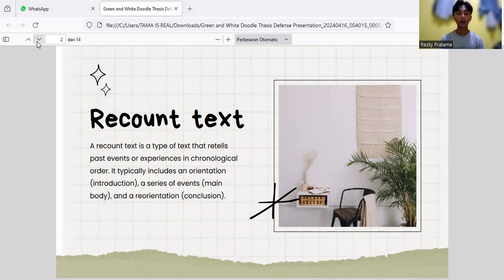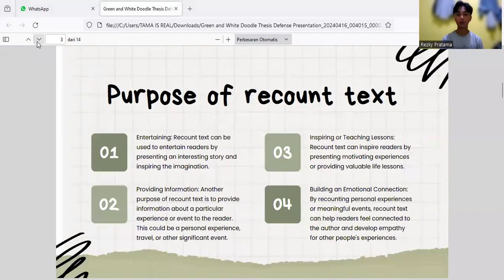A recount text is about something that happened in the past, like 2 years ago, 3 years ago, and the others. And the purpose, for number one, is to entertain. The text can be used to entertain readers by presenting and giving information and also inspiring the imagination.